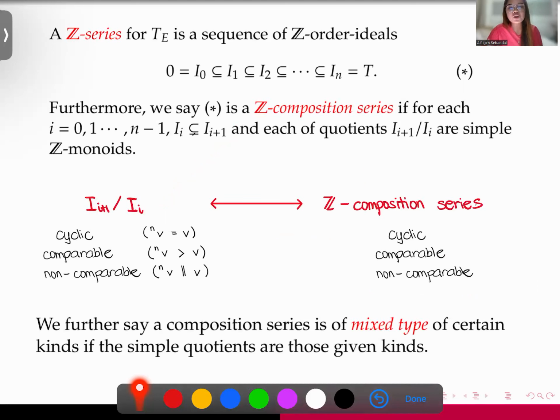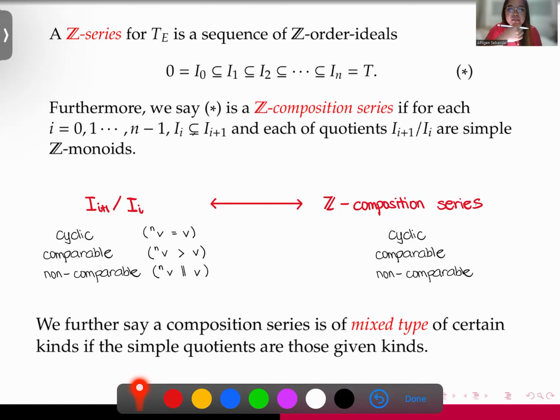And if each of these simple monoids are of some type based on the comparability of their elements, then the entire Z composition series is also called that type. And it's also possible that the simple quotients are not of the same type, then we just call it a mixed type. Now, we know that the concept of composition series actually makes sense in group theory, because it's well defined in the sense that it has the same length. That's actually the consequence of that. Any composition series has the same length.